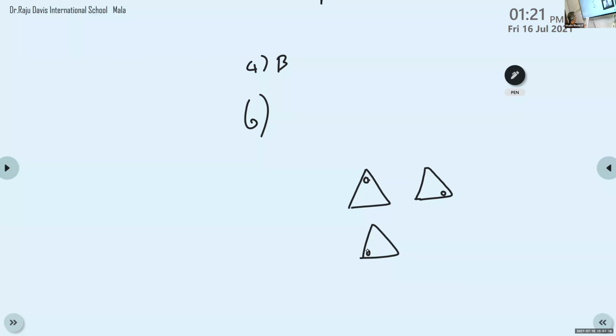Next figure. Ma'am, I understand that question. Now understood. I understand the fifth question. It is repeating, right? Now you can understand?